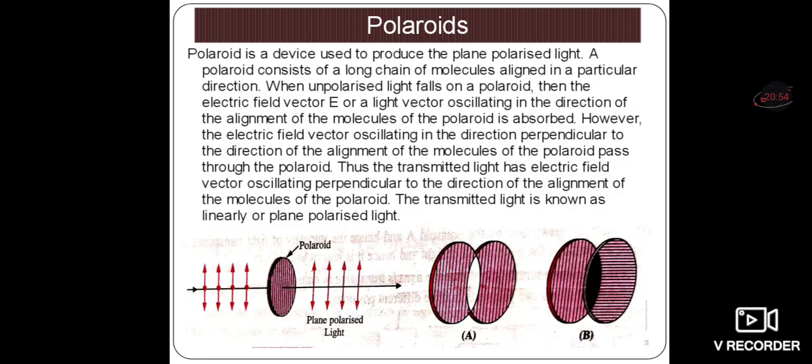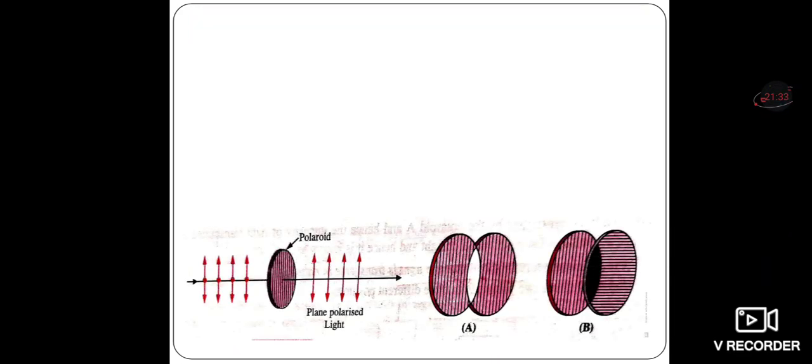However, the electric field vector oscillating in the direction perpendicular to the alignment of the molecules will pass through the polaroid. Thus, the transmitted light has an electric field vector oscillating perpendicular to the direction of alignment of the molecules of the polaroid. Thus, the transmitted light is known as linearly or plane polarized light. In the diagram, the first one is unpolarized light. When it passes through the polaroid, the perpendicular lines are absorbed and only the parallel lines pass out. In figure A and figure B also, just observe. Next we will study regarding this, with the same diagram.